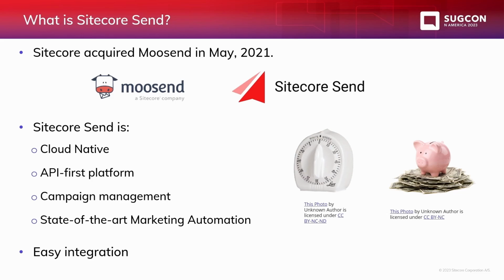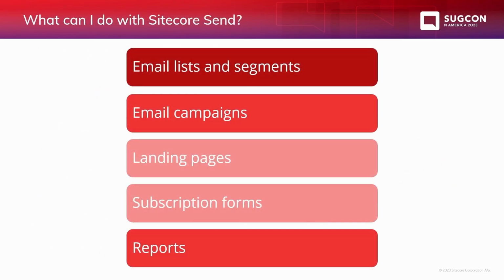Okay. Let's go with the next. So yeah, what can we do with Sitecore Send? These are some of the main features and functionalities. So we have email lists and segments. We can create them from zero. It's very easy, drag and drop to do this. Or we can use templates that Sitecore is going to provide. We're going to see later in a demo how this works. It's very intuitive, very direct to what we want to do.